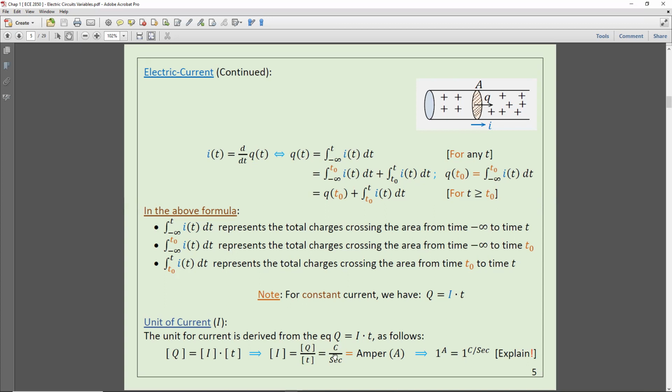But actually we don't use Coulomb per second this way. We call Coulomb per second the ampere. I think you are familiar with the word ampere. So one ampere is equal to one Coulomb per second. This is the unit we use to measure current. Again, if you want to understand it, 1 ampere means 1 Coulomb moved in 1 second.